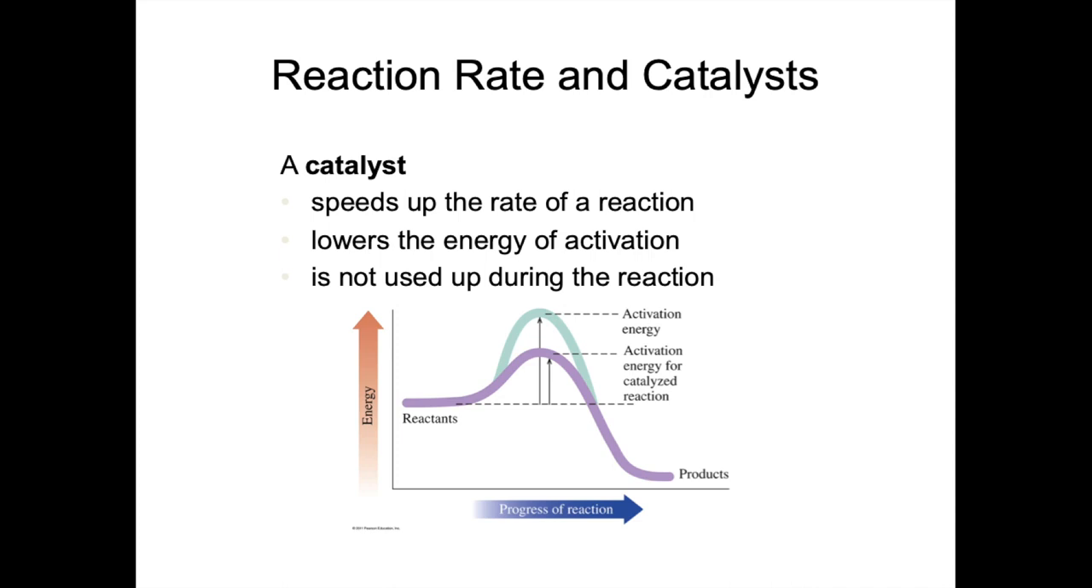Now, we've seen that the activation energy is a barrier to a successful collision, right? The higher your activation energy barrier, the harder your molecules have to hit each other in order to have a successful collision. So if you have a lower activation energy, you're going to have more successful collisions, and therefore the rate of reaction will increase. Okay, so that's basically what a catalyst does. It just lowers the activation energy by providing an alternative mechanism for the reaction.